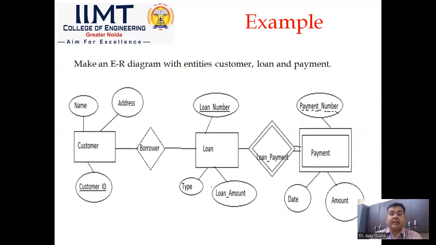Then let's take another example. Make an ER diagram with the entities customer, loan and payment. Here we have taken three entity sets: one is customer, another is loan, and last is payment.